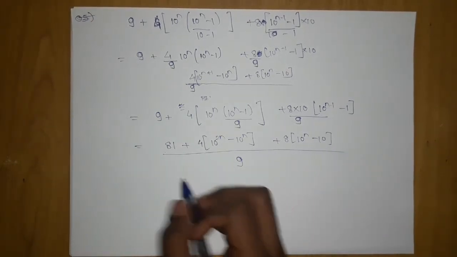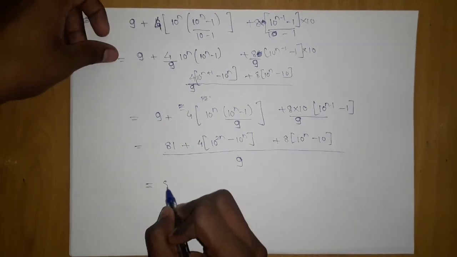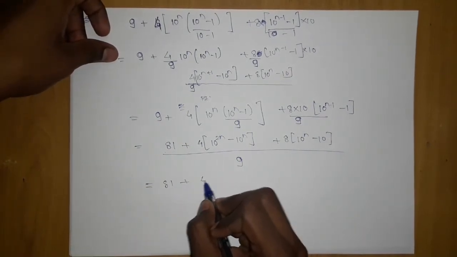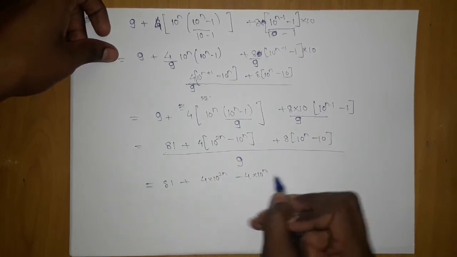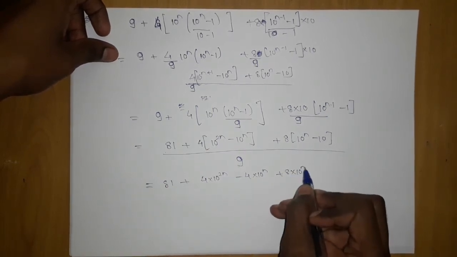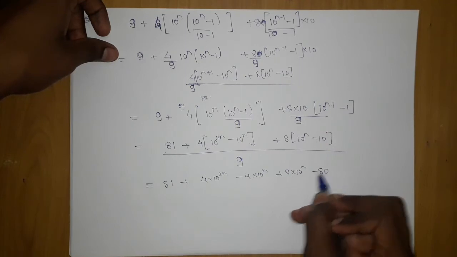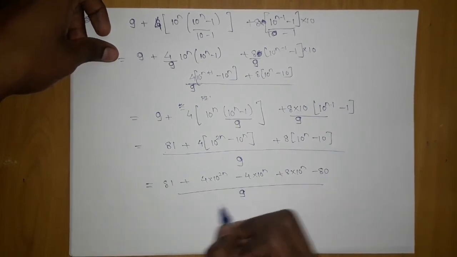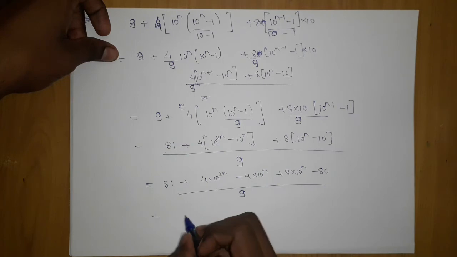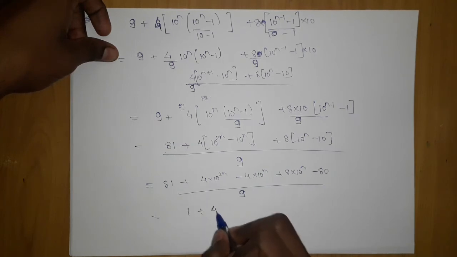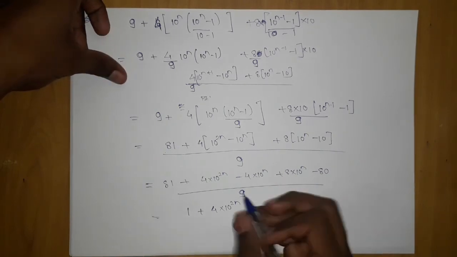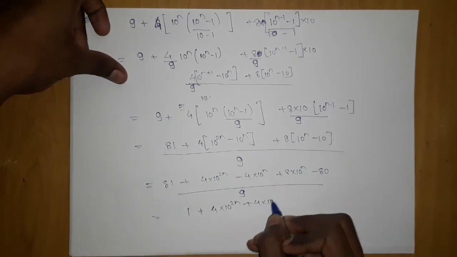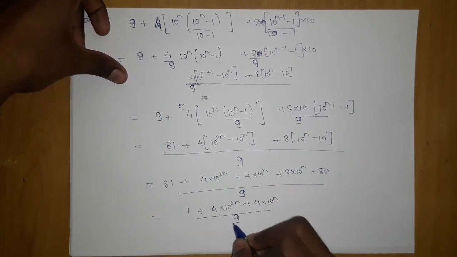Hope you have understood this basic thing. After that, let's simplify. This is 4 into 10 to the power 2n, and this is minus 4 into 10 to the power n. This is nothing but 8 into 10 to the power n, and this is 80. What we have is 9, can we see a perfect square? 1 plus 4 into 10 to the power 2n, plus 4 into 10 to the power n, upon 9.